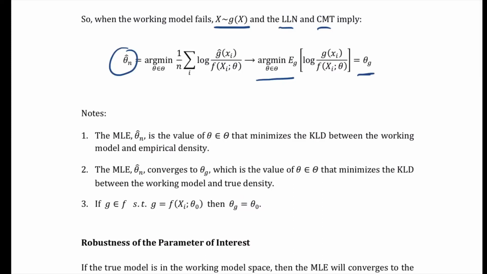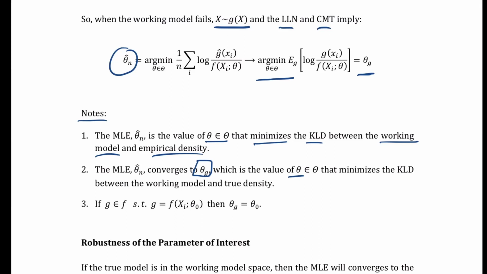Well, what does this mean? So here are the notes. The notes just write this out, just what I said. So the maximum likelihood estimator is the value of theta that minimizes the Kullback-Leibler divergence between the working model and the empirical density. And the maximum likelihood estimator will converge to theta G, which is the value in the model that minimizes the Kullback-Leibler divergence between the working model and the true density. Okay, and then if G is an F, I'm going to get the right thing. So what in the world is going on?